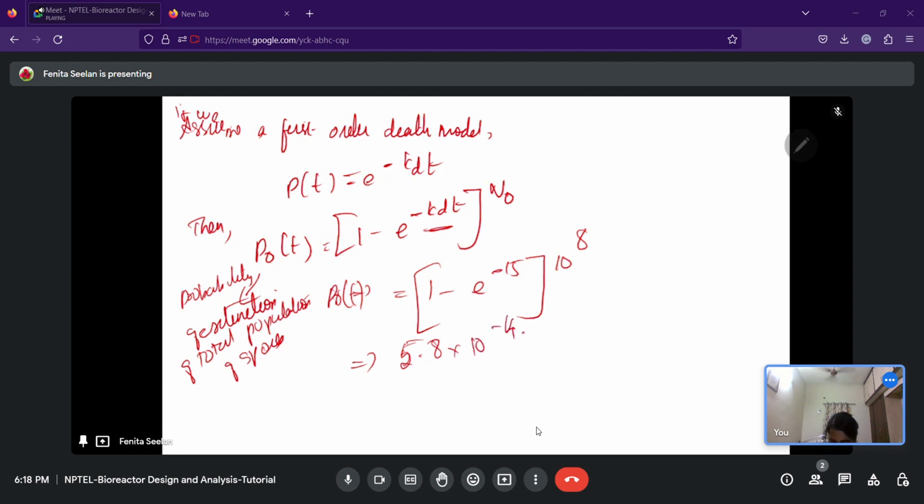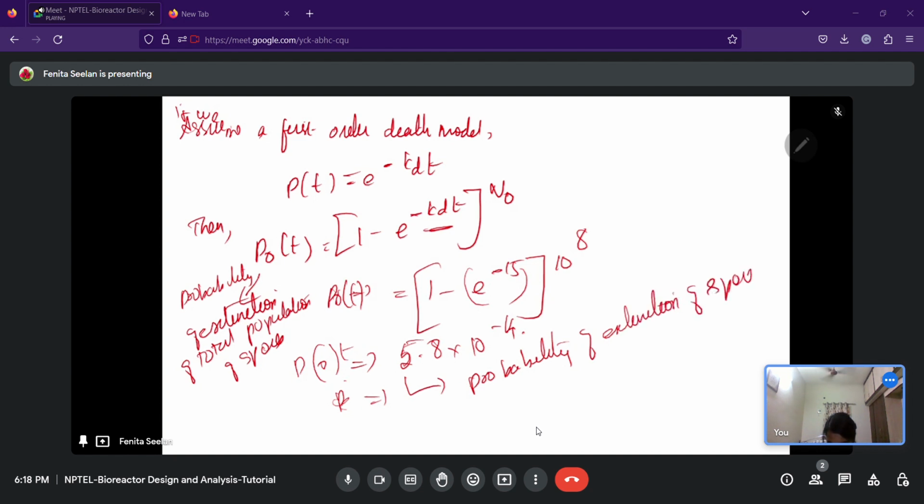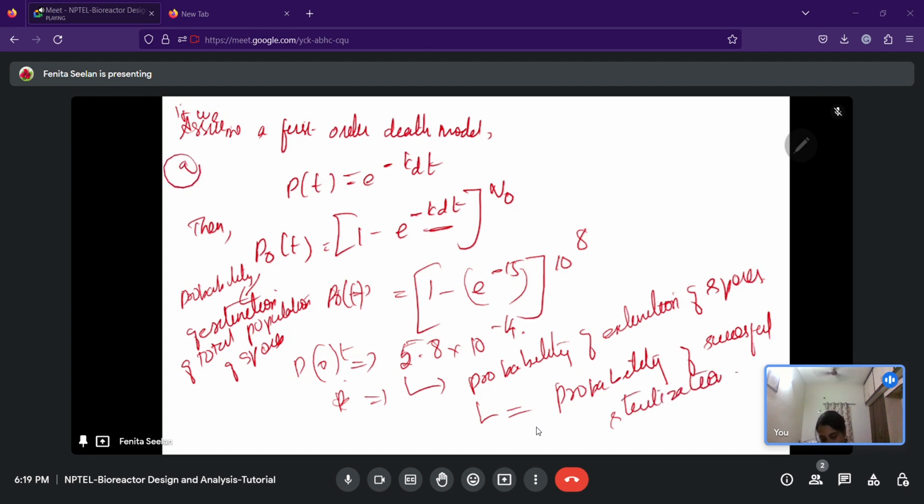We have to solve it like this. This answer is the probability of extinction of spores, which is equivalent to the probability of successful sterilization. Right. So this is for your question A.